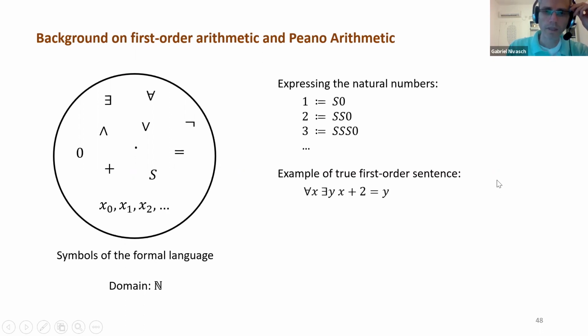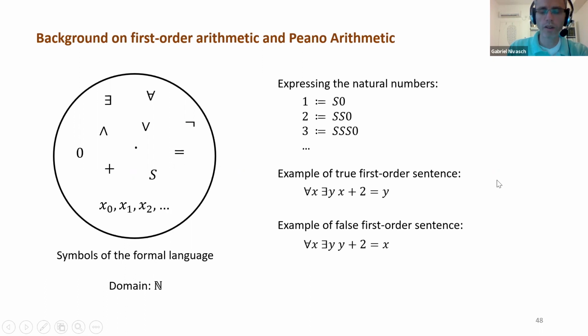And you can have all kinds of sentences. For example, this is a true sentence: for every x, there exists a y such that x plus 2 equals y. This is a false sentence: for each x, there exists a y such that y plus 2 equals x. This is false because we're on the natural numbers.